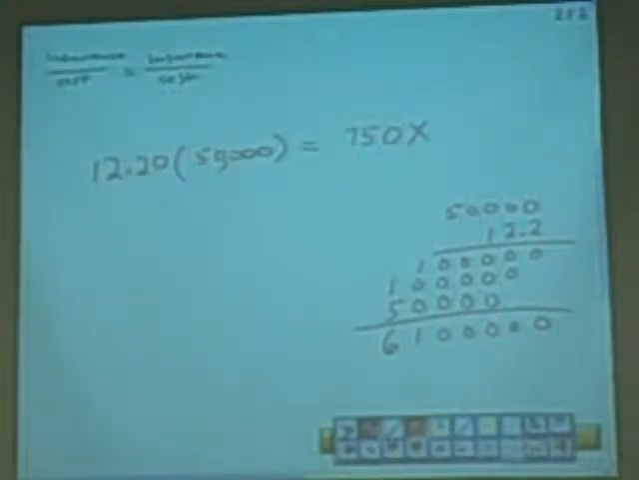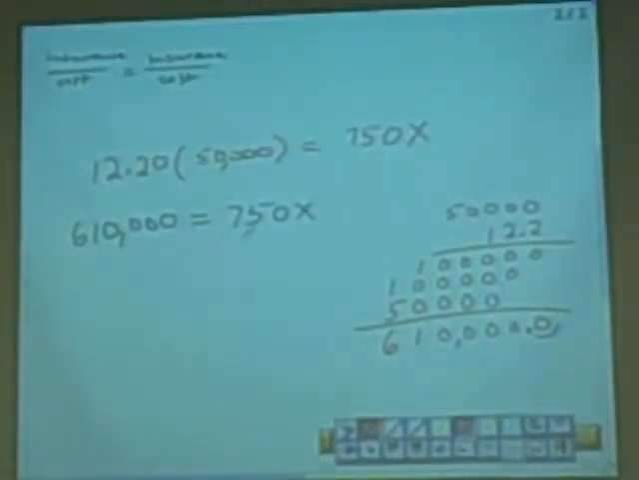Have to move that decimal point over one place, right? So you're going to have 1, 2, 3: 610,000. Okay? So that'll be 610,000 equals 750x. So we already said that we have to divide by the 750, right?